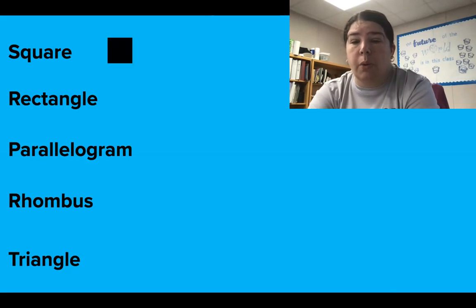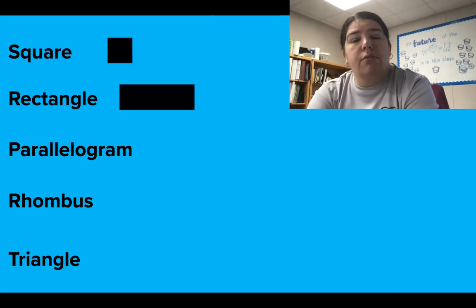A lot of things are squares, right? Four sides, four angles. All of them are right angles. All of the sides are the same size, right? Okay, a rectangle. A rectangle, again, four sides. So it's a parallelogram.